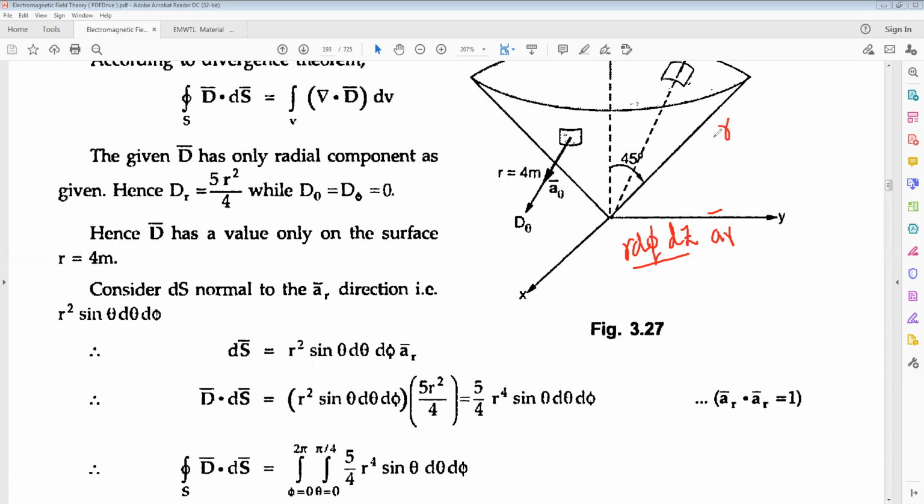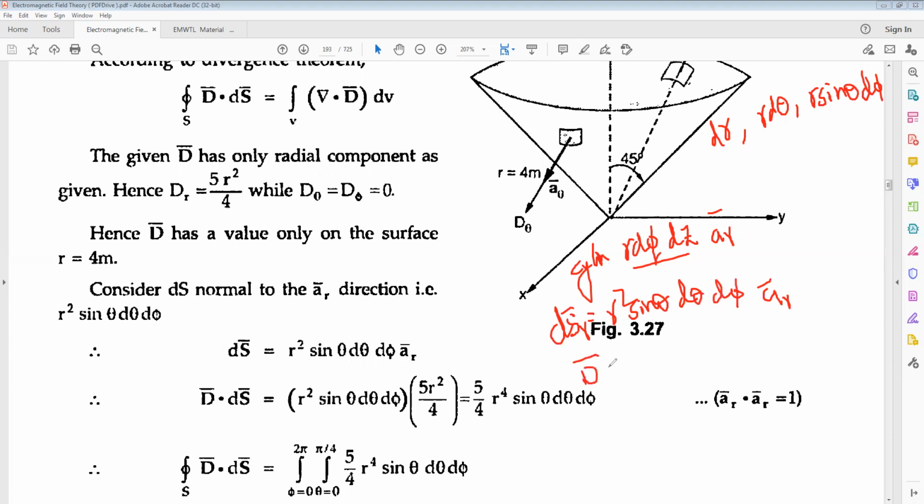In the spherical coordinate system, the r component is dr, the theta component is r into d theta, and the phi component is r sine theta d phi. So along the r direction, that was for cylindrical. So ds r bar for the spherical coordinate system along the r bar direction is r into r, that is r square sine theta d theta and d phi. Now I can apply D bar dot ds bar. D bar is given as 5r square by 4 into ar bar, and ar bar dot ar bar is 1, with r square sine theta d theta and d phi.